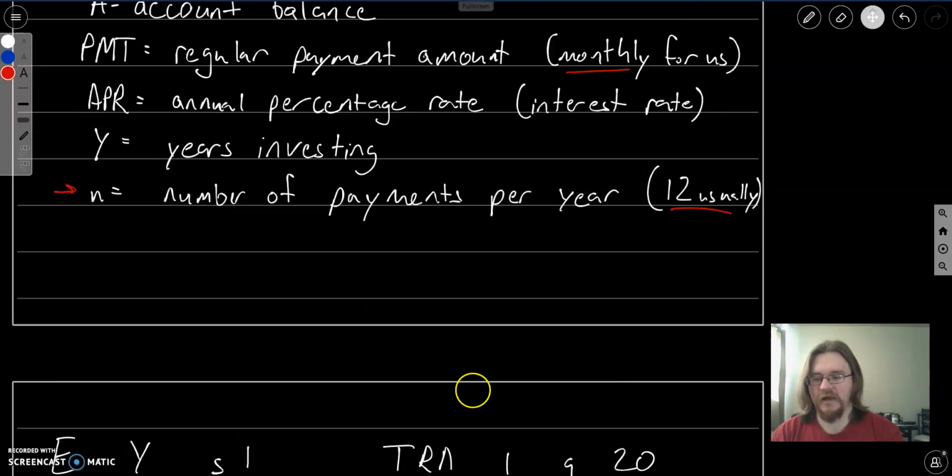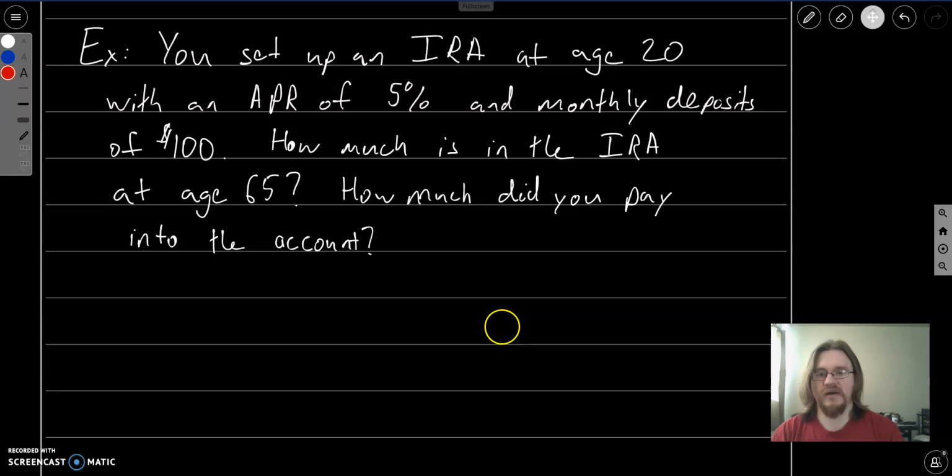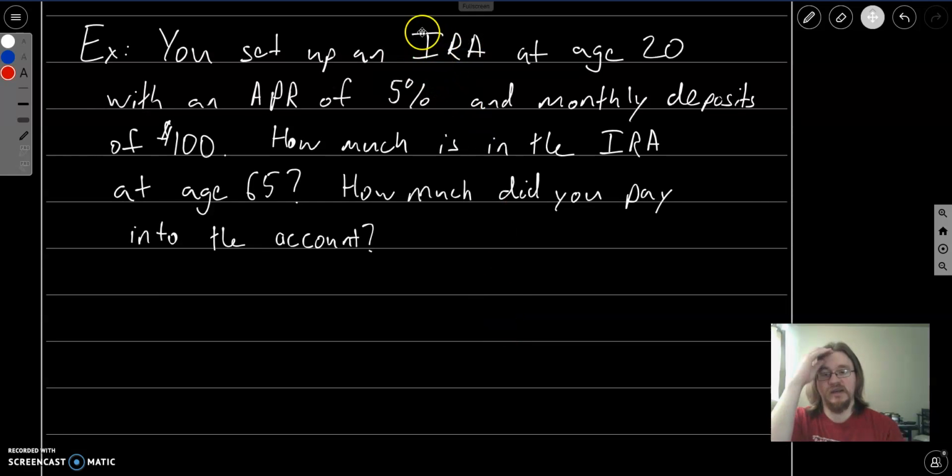problem with this. So we set up an IRA, so an individual retirement account, just a very specific type of savings plan, at age 20 with an APR of 5%, and we make monthly deposits of $100. So the question is, how much is in the IRA at age 65? And then maybe how much did we pay into the account, so we can see how much interest we earned overall. So we're setting up an IRA.